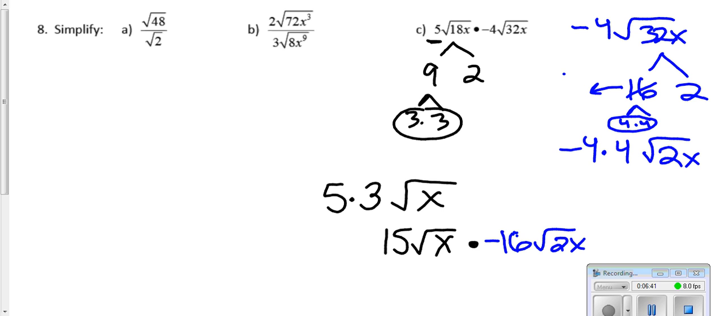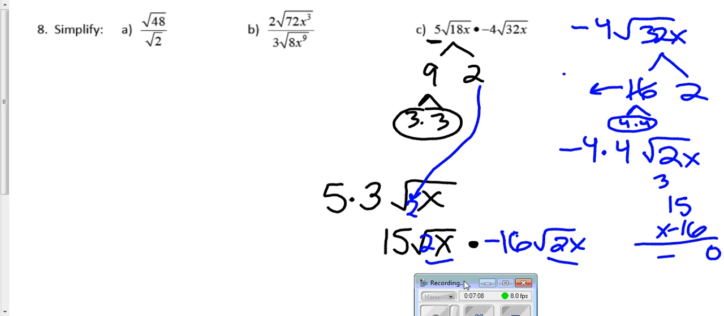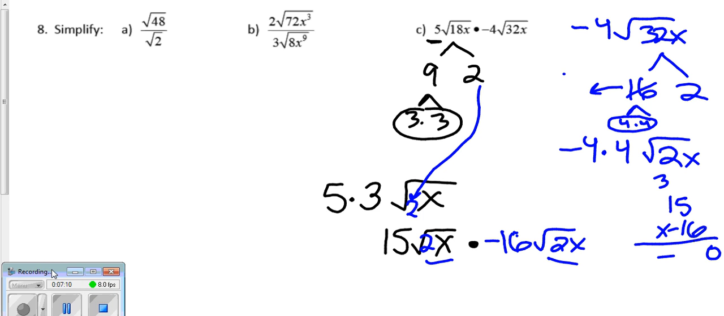So, sorry, I forgot this was going to be 2x. Forgot to bring that down. That should have been the 2x. Alright, so now we have like radicals. So we have 15 times negative 16. Alright. That's going to be a negative number. And of course, you can use your calculator to check my work.